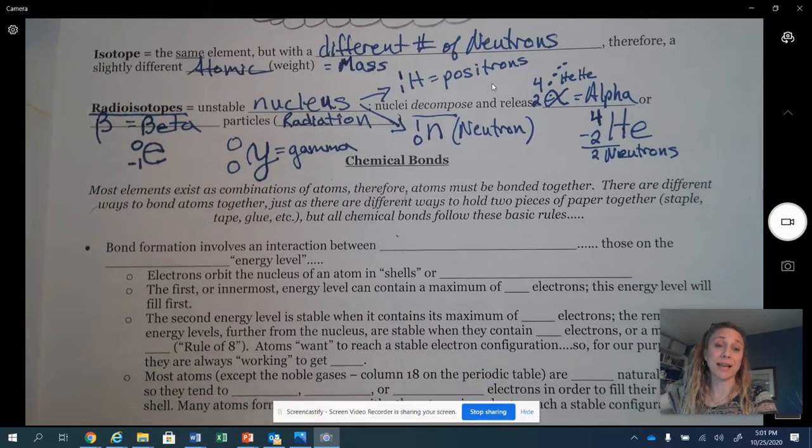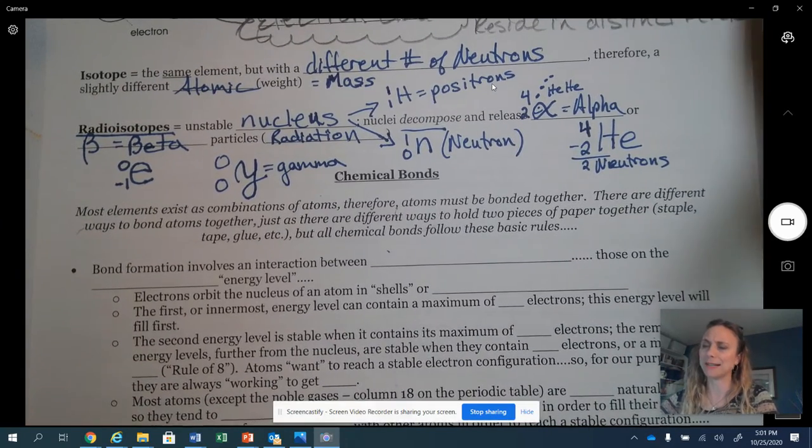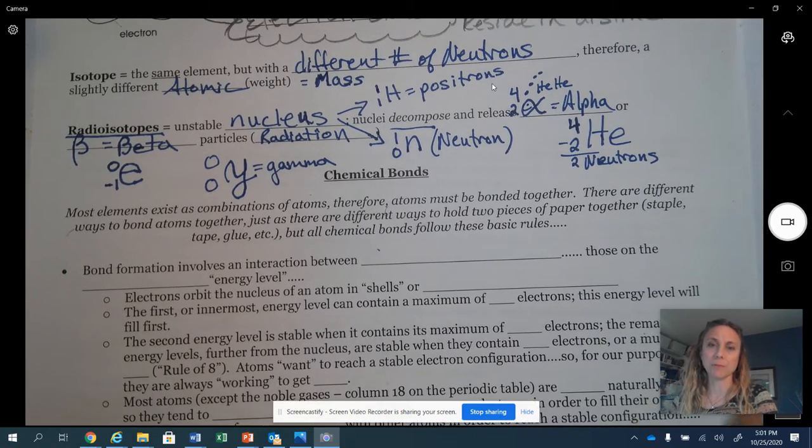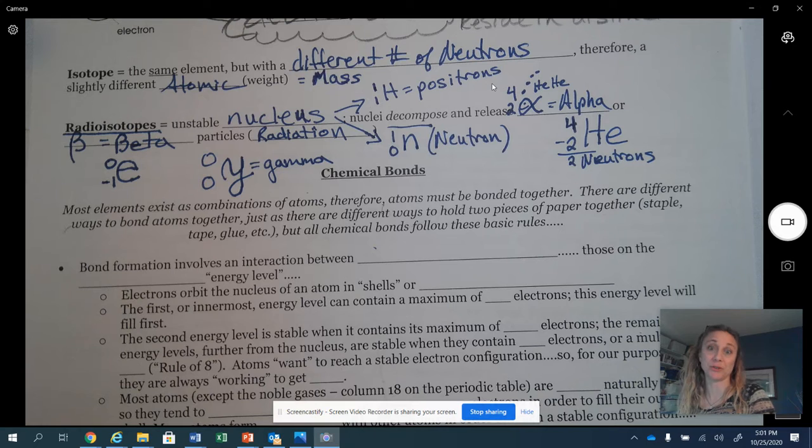Chemical bonds, we're going to talk about next. Most elements actually exist as combinations of atoms. They're not usually just the element itself. Therefore, atoms must be bonded together. There's different types of ways to bond atoms, just like there's different types of ways of holding pieces of paper together. All right, some better than others, depending on the function. Maybe some stronger than others. You could staple paper together, glue it, or tape it. But there's some basic rules for bonding.